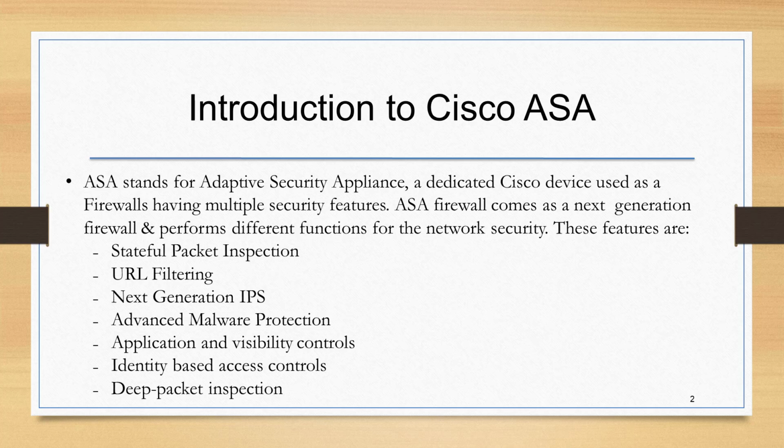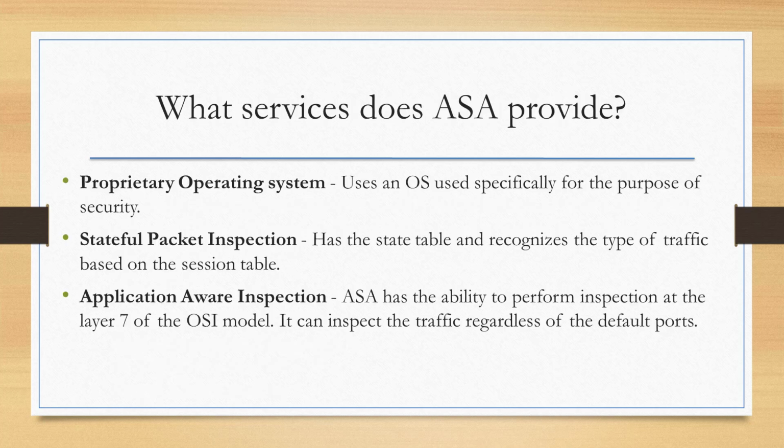These features are stateful packet inspection, URL filtering, next-generation IPS, advanced malware protection, application and visibility controls, identity-based access controls, deep packet inspection. What services does ASA provide? Proprietary operating system, an OS used specifically for the purpose of security. Stateful packet inspection, has the state table and recognizes the type of traffic based on the session table.